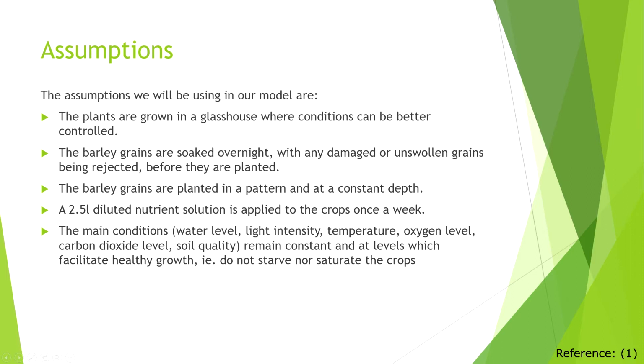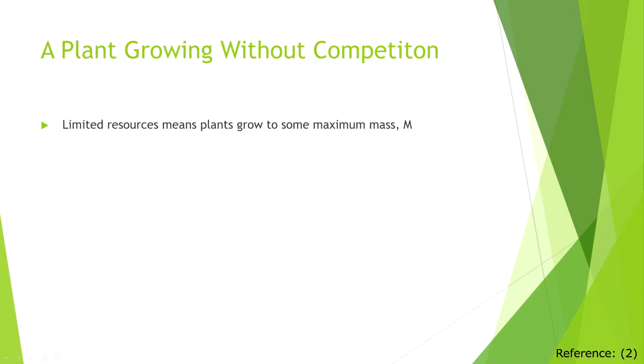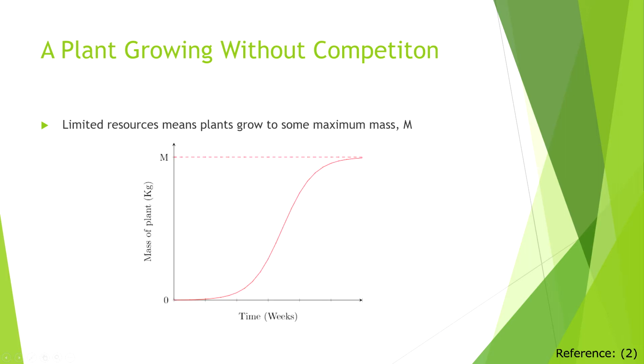Our final assumption is that the conditions, such as water level and light intensity, are such that the plants can grow healthily. When a crop is planted, due to there being limited resources, we are assuming the plants grow to some maximum mass. Even if a plant was given unlimited time to grow, it would never exceed this limit. The graph of mass of the crop over time tends towards an asymptote of maximum mass.